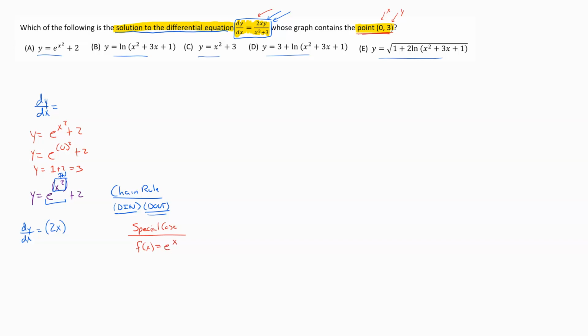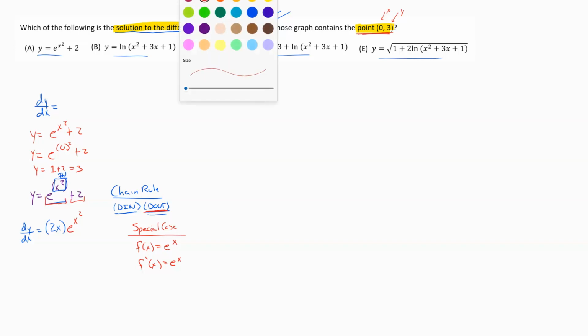So if f of x is e to the x, the derivative of e to the x is e to the x. So the derivative of the outside on this is going to stay the exact same. So this would be e to the x squared. That's our d out. Then moving over to the right, the derivative of 2 is a constant. And so the derivative of 2 would just go away.